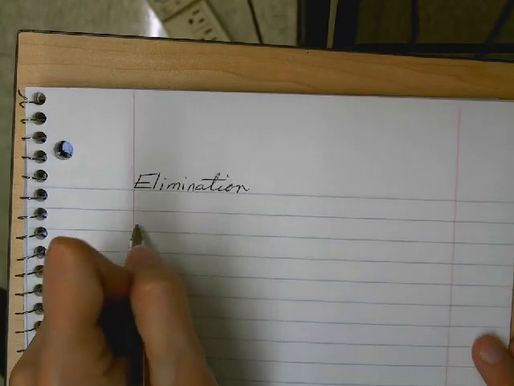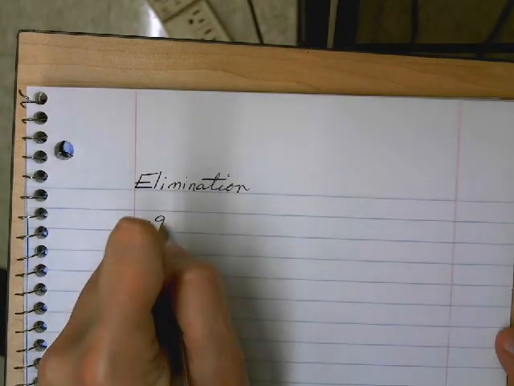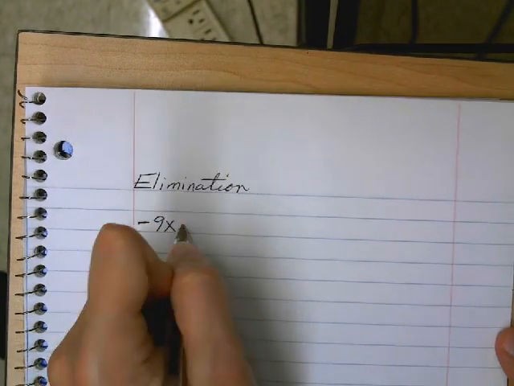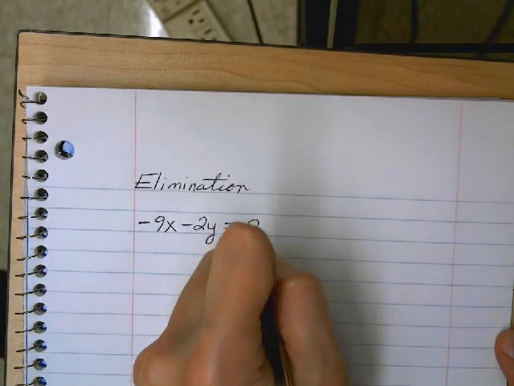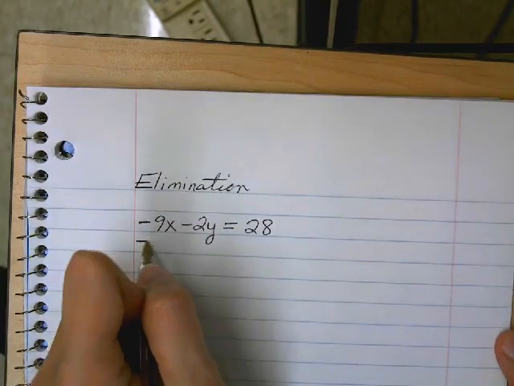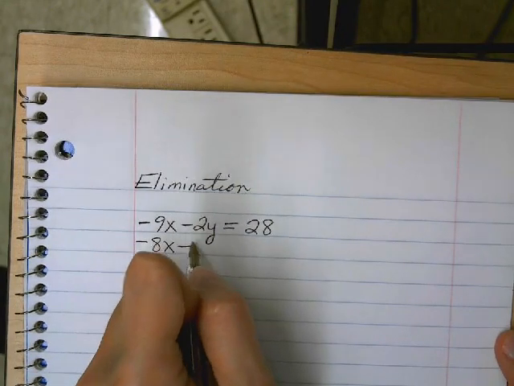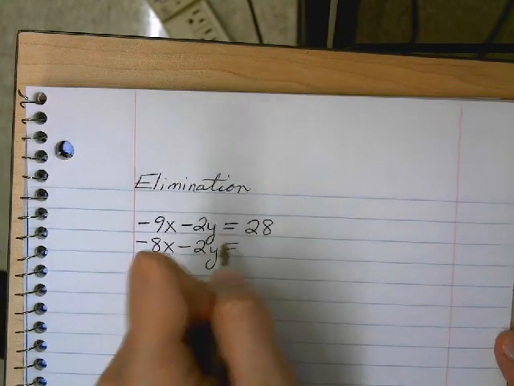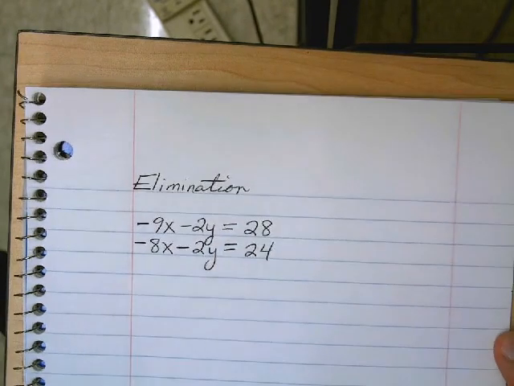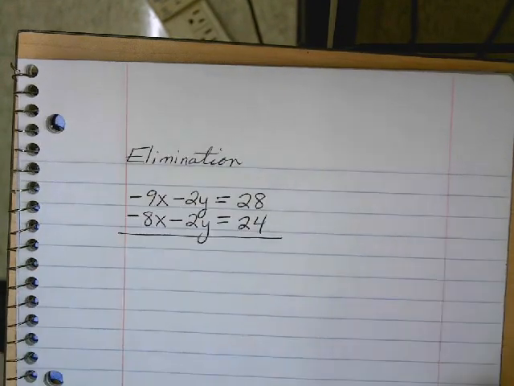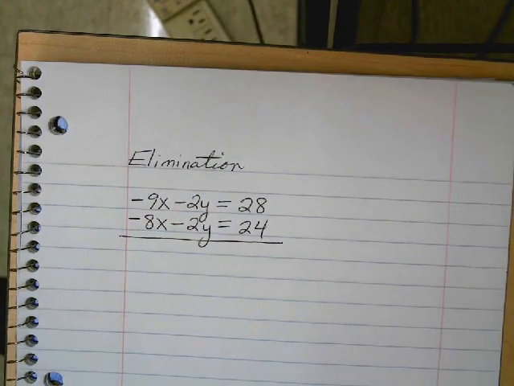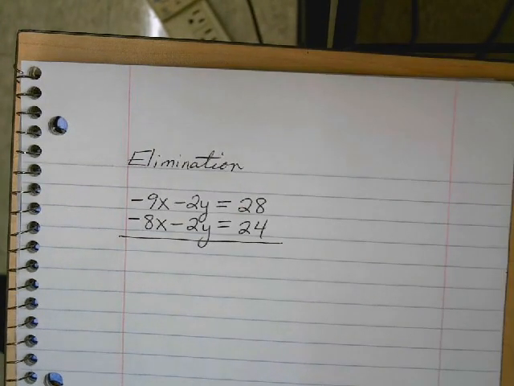All right, let's try negative 9x minus 2y equals 28, and negative 8x minus 2y equals 24. They give you two problems, and there's x's and y's in both problems.